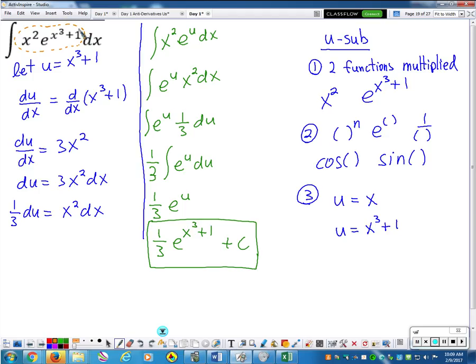Our choice of u is here. If we take the derivative of our u, say it out loud, what's the derivative of this? 3x squared. Just mentally ignore the 3. You have an x squared, right? That's supposed to be the other function. Whoa. If u substitution is going to work, that will always happen. One more time, it'll always happen. It's a good trick to know.